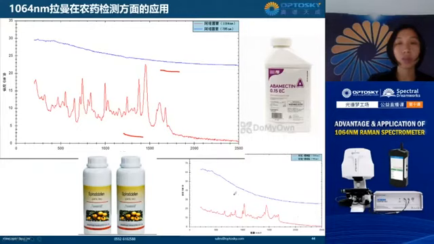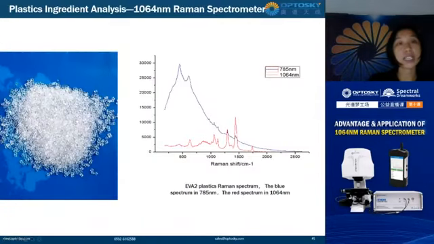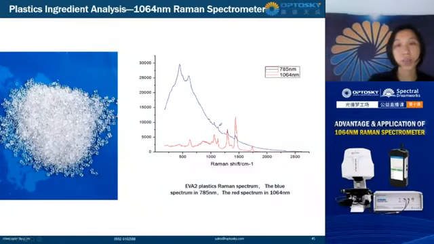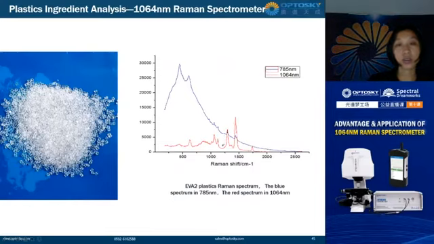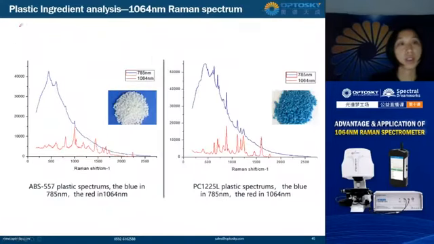And also we have ivermectin: 785, no Raman signal; 1064 had Raman signal. And also spinrodin chlorphen: 785, no Raman signal; 1064 had Raman signal. And this is the plastic ingredients. You can see that with 785, the peaks are almost hidden by the fluorescence. Use the 1064, the peaks appear. And it is also used to identify plastic.